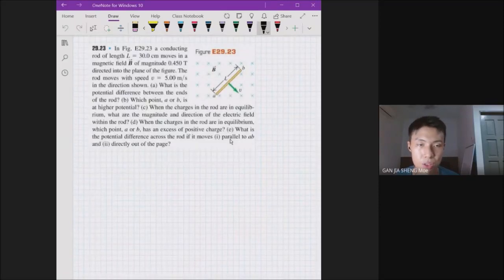This is example 29.23 from another book. So in figure 29.23, a conductor rod of length L moves in a magnetic field of magnitude 0.450 Tesla. Okay, so this one I think I need to draw it out. The diagram is a bit too small.